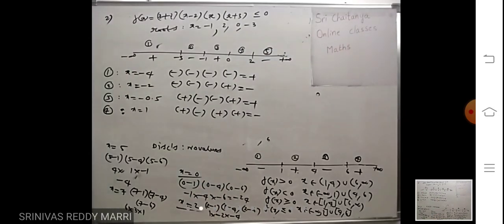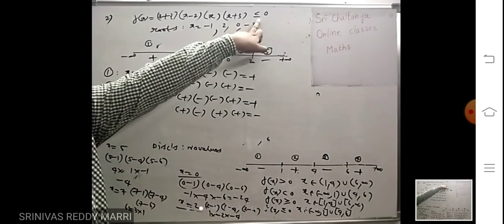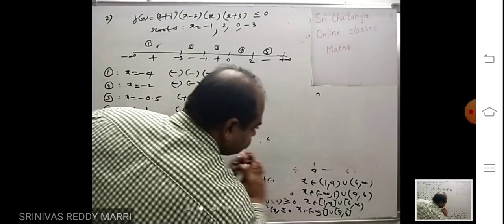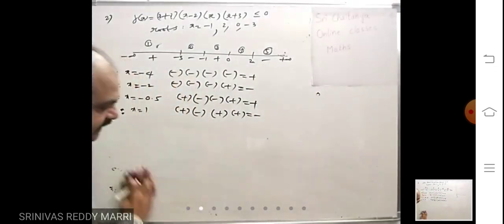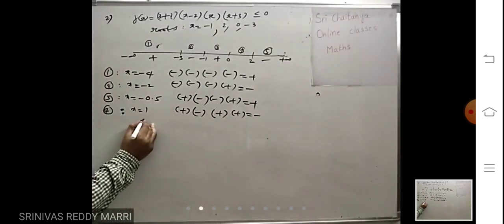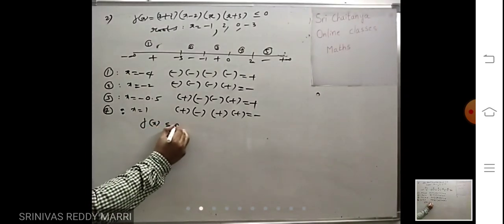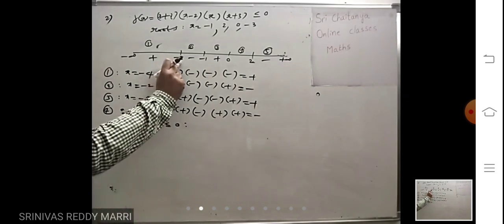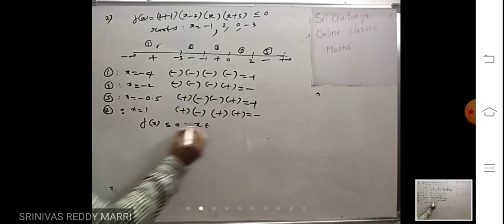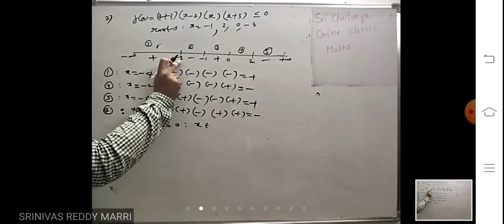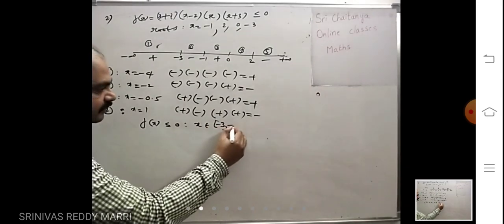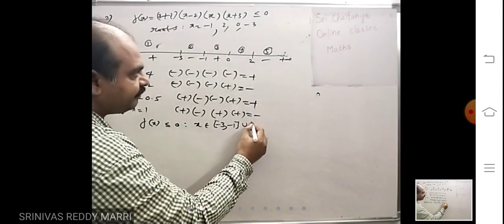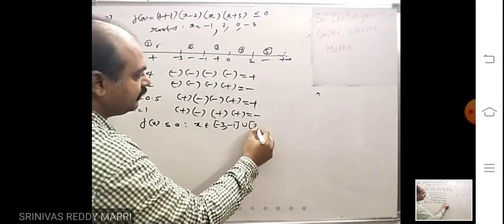Now what is he asking? Look at f of x less than or equal to 0. Less than or equal to 0 means negative intervals, you see where they are. Minus 3 to minus 1, x belongs to. Equal to 0 means include in closed brackets. Union, this last interval means 2 comma infinity.